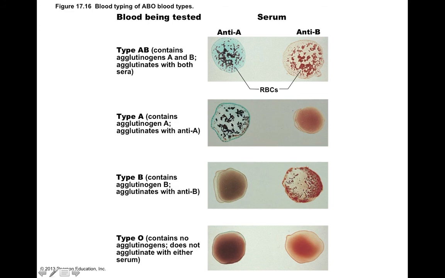We saw clumping in anti-A, but no clumping in B. So what blood type's that? A, good. How about down here, you guys? No clumping when you add anti-A antibodies or anti-B antibodies. O, right? Neither A nor B is present, because if no clumping reaction occurs, then you don't have A or you don't have B.